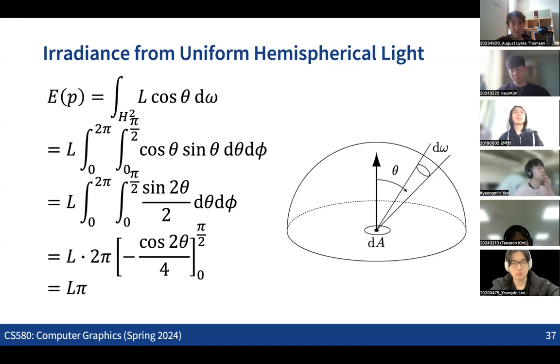So I strongly recommend you to get used to all these names and the concepts of those quantities, so that we can discuss more about the rendering equation next time. Any questions? Clear?